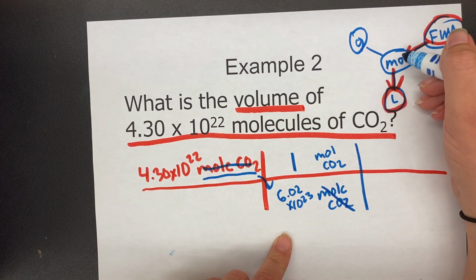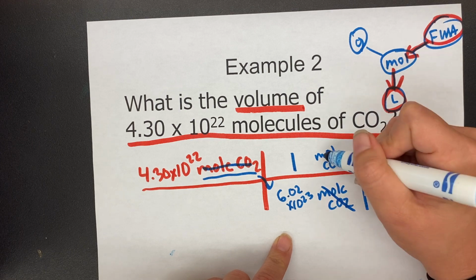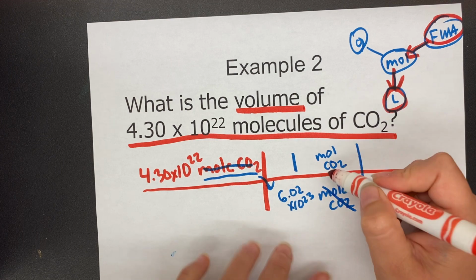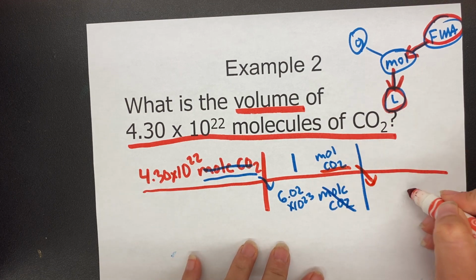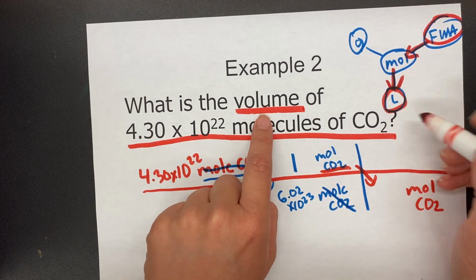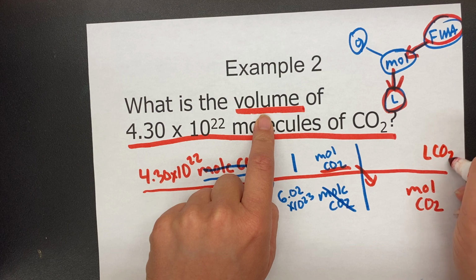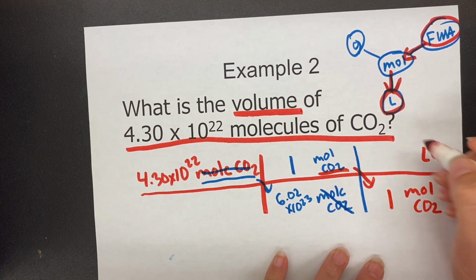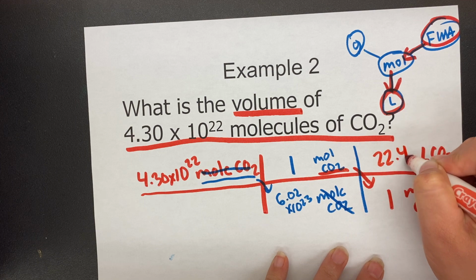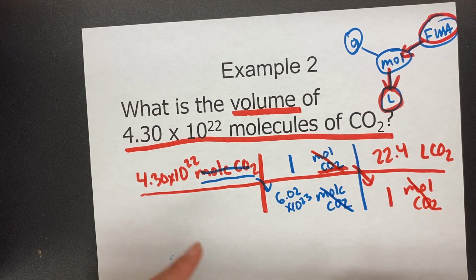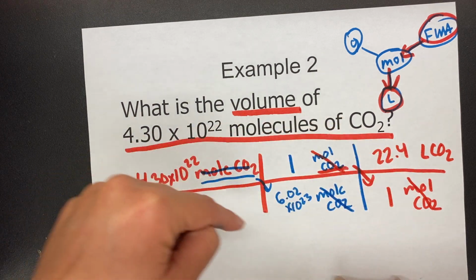We've hit our first destination, but not our final, so we got to keep on rolling. We have moles of CO2. Moles go to the bottom. Whatever you're trying to get to in that step goes on top. In this case, we're trying to get to liters of CO2. So there you go. And then the numbers. Moles is always 1. Liters is always 22.4. Moles cancel. Liters is what we need. So to get the final answer, multiply the top, divide by the bottom.